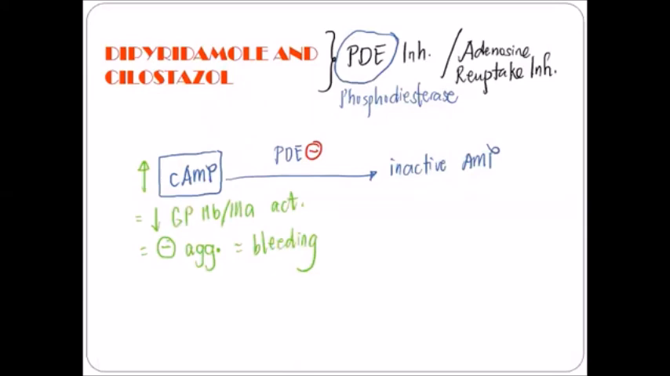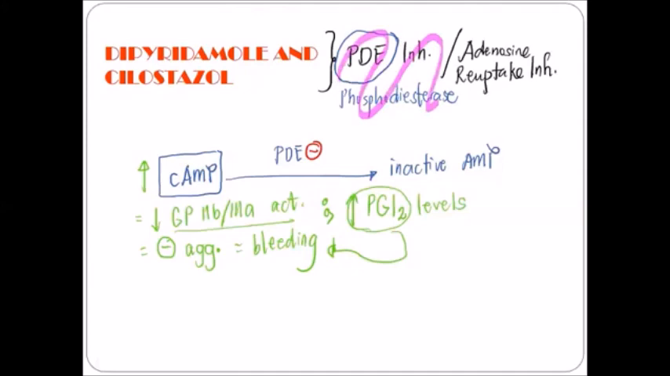Okay, what else? Aside from increasing cAMP levels, or aside from lowering GP2B3A activation, what else? Bukod dito, ang dipyridamole and cilostazole can also enhance prostacyclin levels. And remember, ang prostacyclin is also important anti-aggregant that is promoter of bleeding. Kaya pampadugo ang dipyridamole and cilostazole. Okay? So yun yung action na may kinalaman sa phosphodiesterase inhibition.